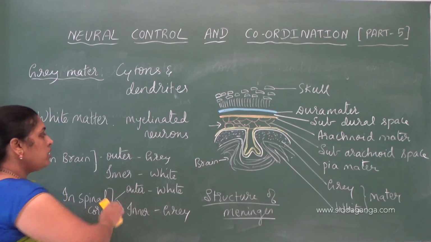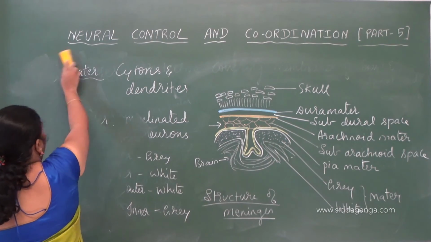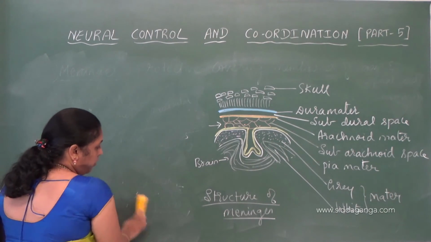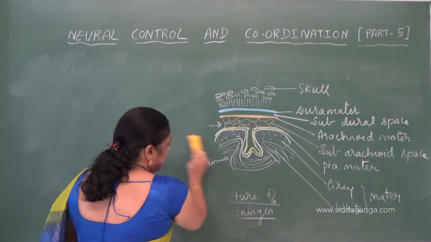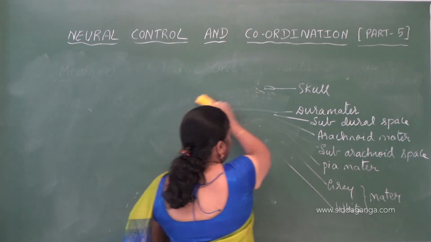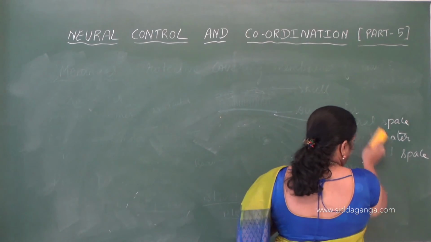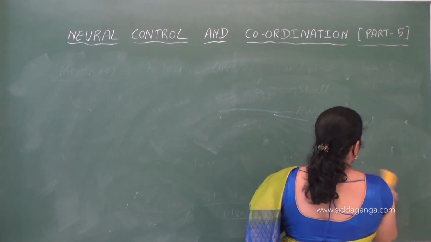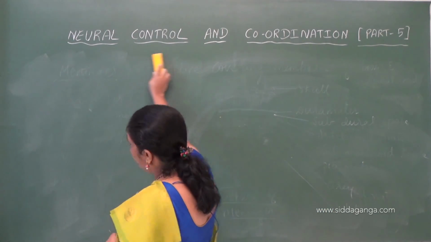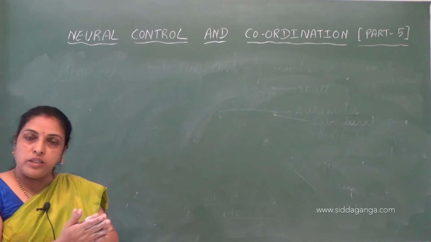This is about the grey and white matter, and also we discussed meninges and how they protect brain and spinal cord. If they ask what meninges are, and to mention the different types: meninges are protective coverings of brain and spinal cord. We have three types of meninges: dura mater, arachnoid mater and pia mater.